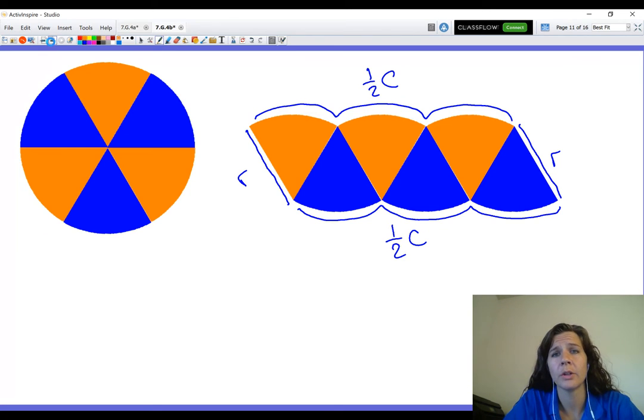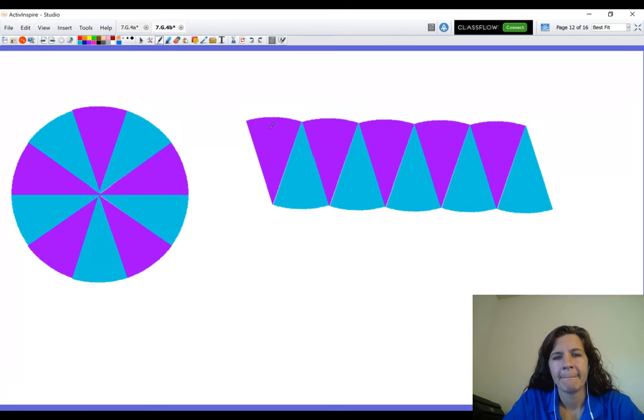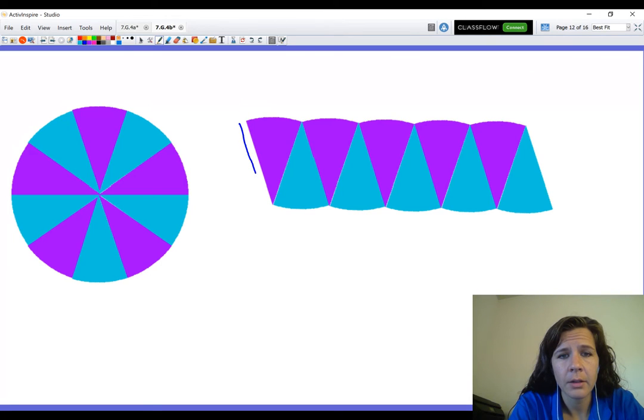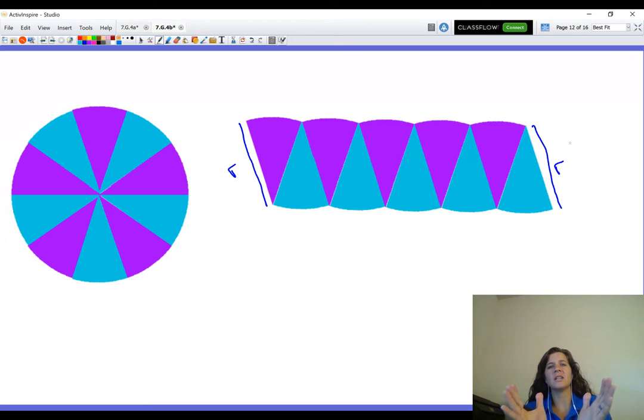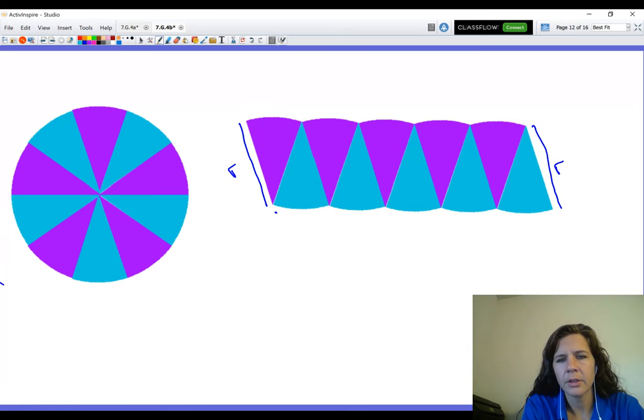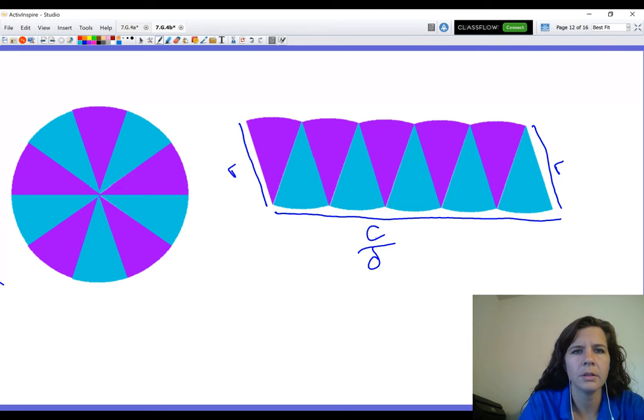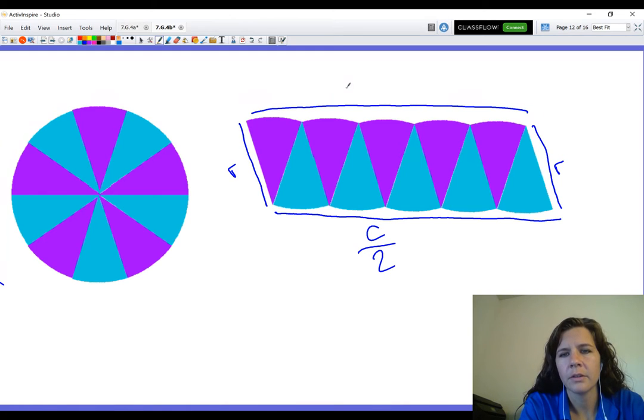All right, I did one more, even smaller. And it's the same. This edge right here is still the radius. This edge right here is still the radius. But notice again, it's getting less wave-like and more like a rectangle, right? This side over here is still half the circumference, or the circumference divided by 2, not d. That would be pi. And this piece up here is still the circumference divided by 2.